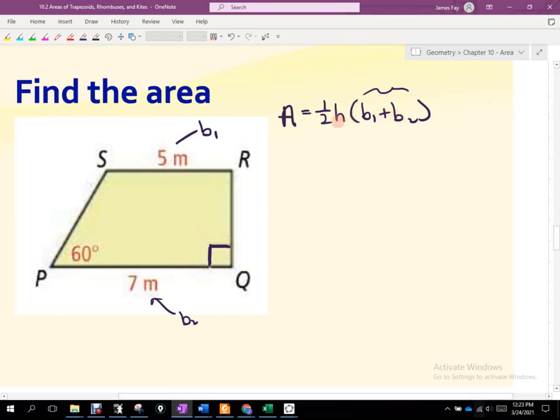It'd be very obvious what H is. It'd be very obvious what B1 and B2 are. It would be explicit. Here, they are implying what H is. They're not telling you, but they give you enough to find it. If I draw this down right here, I could use SOHCAHTOA, okay?